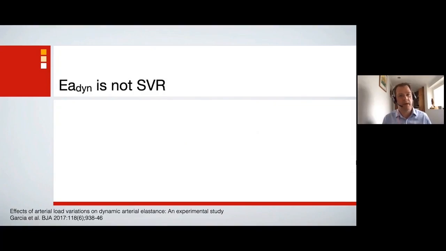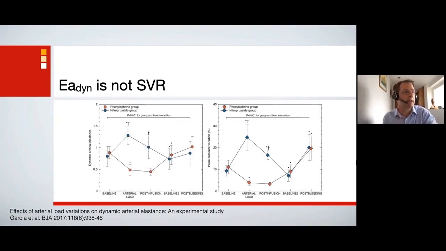One important thing to remember, though, is that EA-Dyne is not systemic vascular resistance. It is incorporated into the EA-Dyne, it is a measure or a function of afterload, but it is not SVR per se. This is very well highlighted in another study by Ignacio and his group, looking at changes in EA-Dyne to phenylephrine and to nitroprusside. As you gave nitroprusside, EA-Dyne increased, and when you gave phenylephrine, EA-Dyne decreased. So the opposite direction to what you would expect.